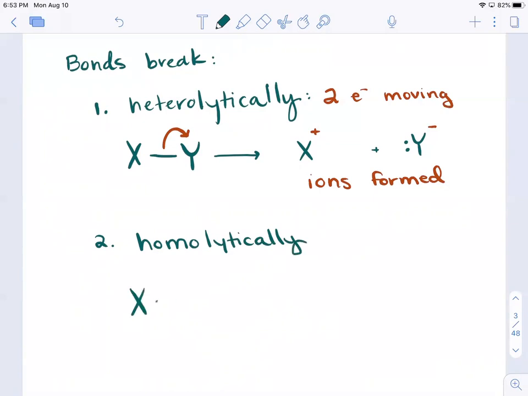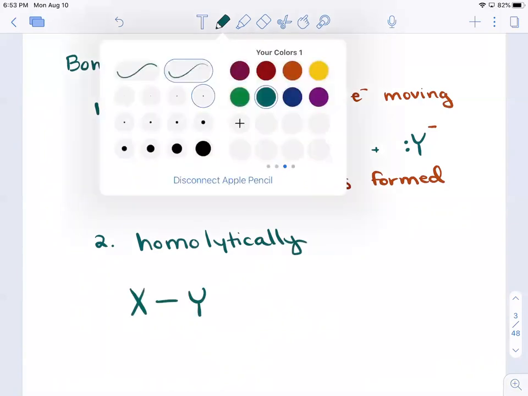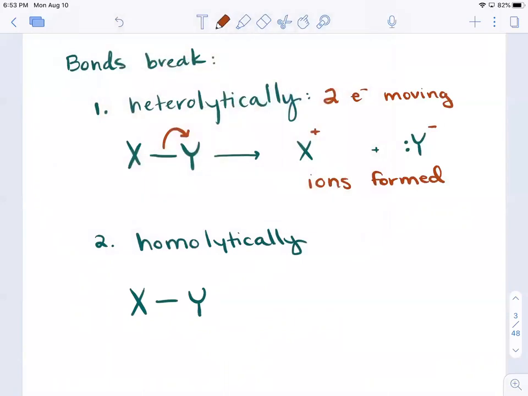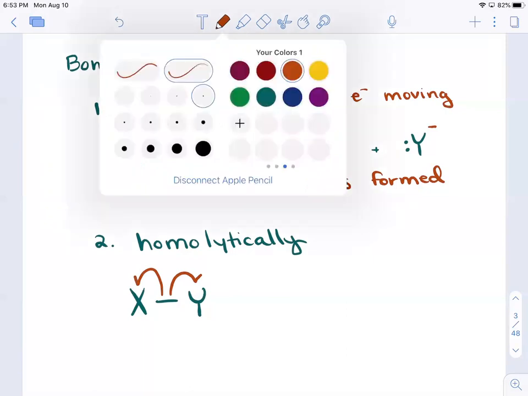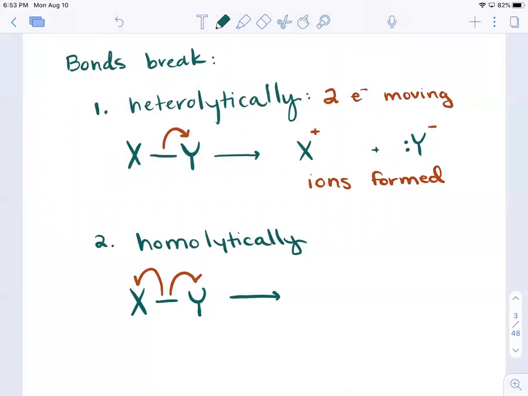With a homolytic bond cleavage, when a bond breaks homolytically, what we start to see is that one electron is going to move at a time. Notice that that arrow looks different. This is called a fish hook arrow, single-headed or fish hook arrow. The reason those are different is because there's one electron moving at a time. And so what we get out of these is not ions, but a separation of the bond evenly, and we get what we call radicals.